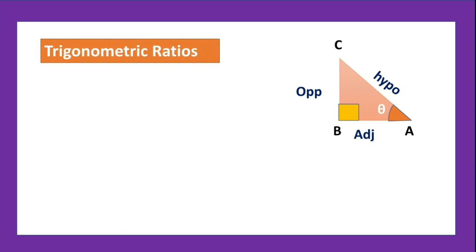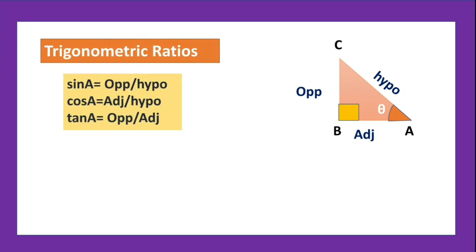Now recall the trigonometric ratios. The opposite by hypotenuse ratio is called sin A. So sin A is equal to opposite by hypotenuse, cos A is equal to adjacent by hypotenuse, and tan A is equal to opposite by adjacent side.